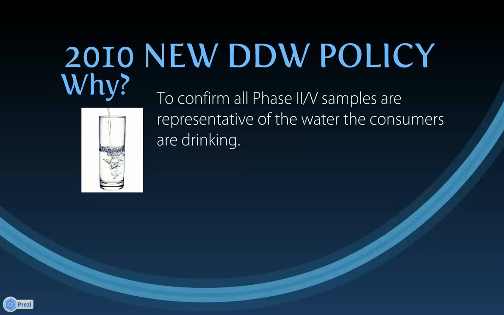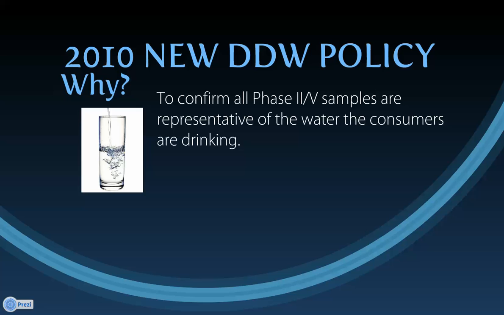And the reason why is we needed to confirm that all the phase 2, phase 5 samples are indeed representative of the water that the consumers are drinking. We were noticing that sometimes the sources that were in the grouping, maybe they were not being used for long periods of time, or perhaps looking at the data more closely, we couldn't really assure ourselves that the sources were pulling from the same aquifer.